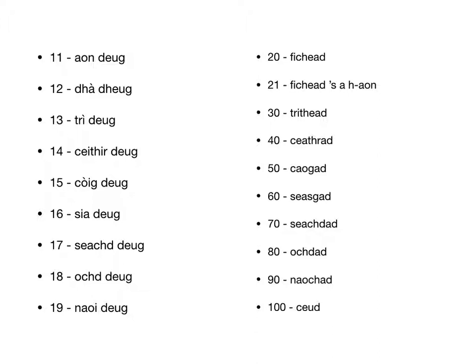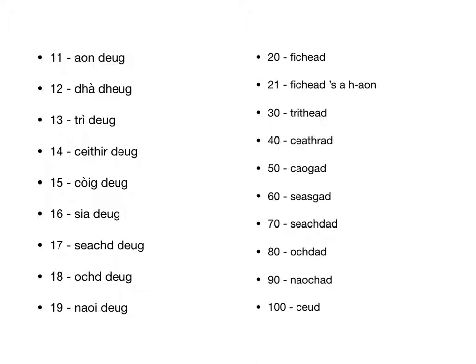And then once you're going on there, now we're looking at the modern numbers used by the SQA and used in Gaelic medium education, where we count in tens. After fichead, it goes fichead 's a h-aon, fichead 's a dhà, and so on and so forth. It goes trichead, ceathrad, caogad, seasgad, seachdad, ochdad, naochad, ceud. Fichead, trichead, ceathrad, caogad, seasgad, seachdad, ochdad, naochad, ceud.